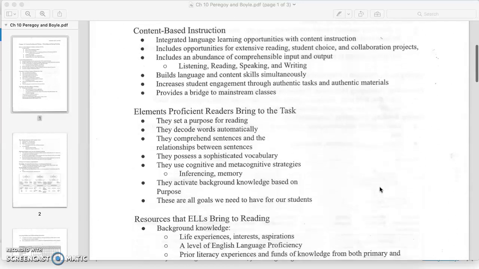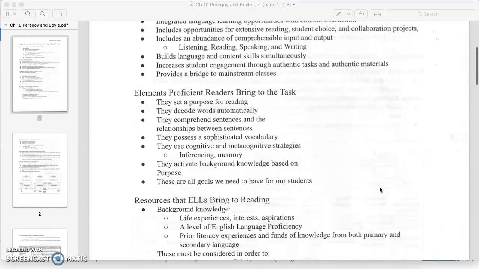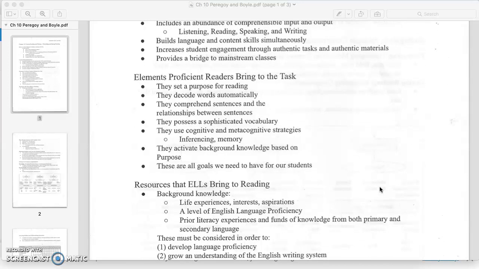So focusing on the content-based instruction, it's good to integrate language learning opportunities with content instruction, as well as extensive reading and student choice and collaboration projects. Make sure that we have an abundance of input and output for the listening, reading, speaking, and writing, and making sure that it builds on their language and content skills. And increasing student engagement through authentic tasks and authentic materials just gives the lesson more of a purpose and motivation for the students to actually be more engaged with it.